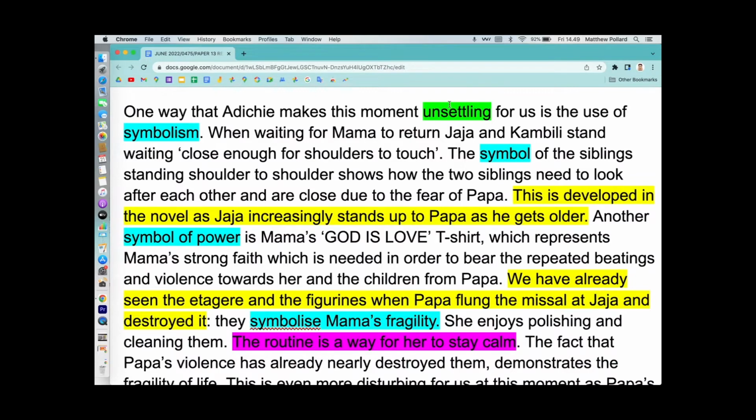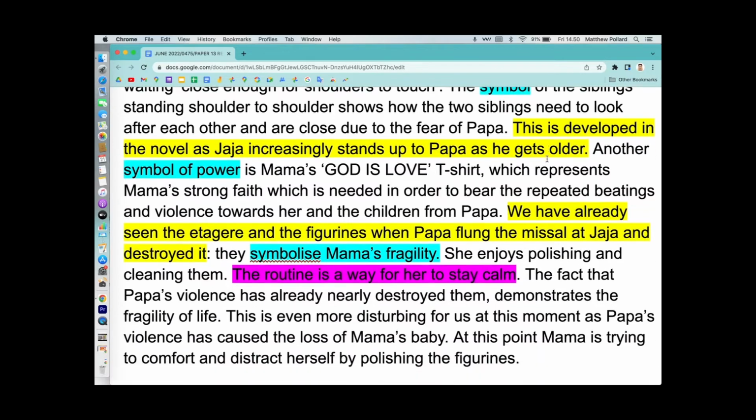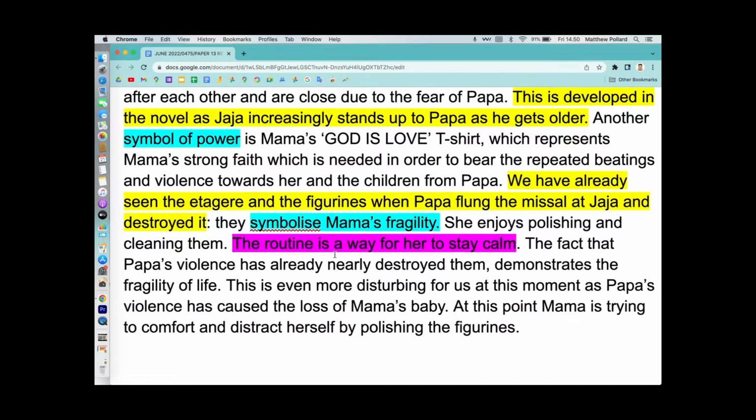There are, obviously, two examples or quotes on symbolism, and there is a reference to the etagere in this paragraph. You definitely want to be including at least two, possibly more, short quotes or references to details in the extract per paragraph. There's also some knowledge of the text, the AO1, as a whole, with these sections, as you can see, highlighted yellow. Finally, there is some personal response here, highlighted in purple.